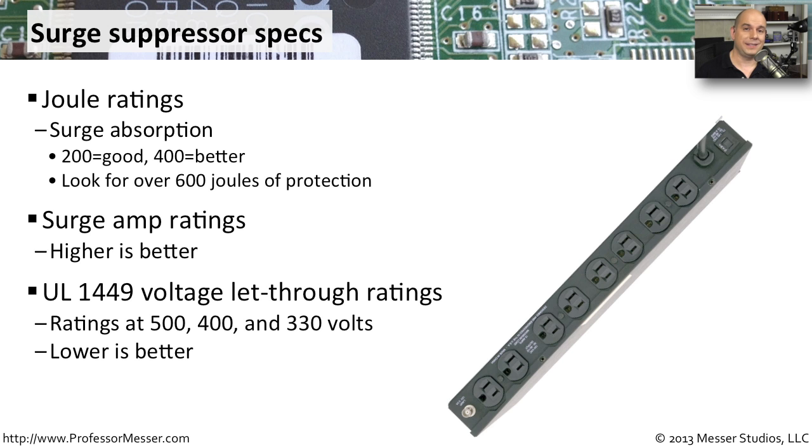Underwriters Laboratory has a set of standards that they apply to surge suppressors. That is the UL 1449 standards, and there is a voltage let-through rating that tells you exactly how much voltage might be let through a surge suppressor. There are ratings there for 500, 400, and 330 volts, and of course you want to be sure that you find a surge suppressor that is going to suppress as much as possible, so the lower amount of let-through voltage that you can find, the better that surge suppressor is going to be.